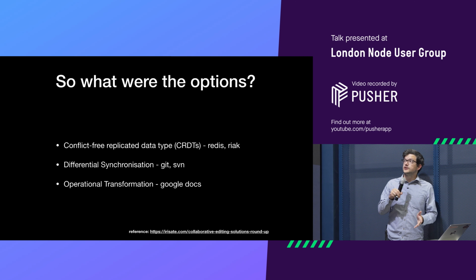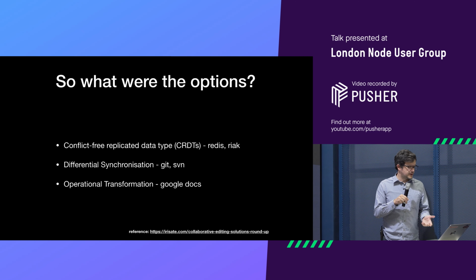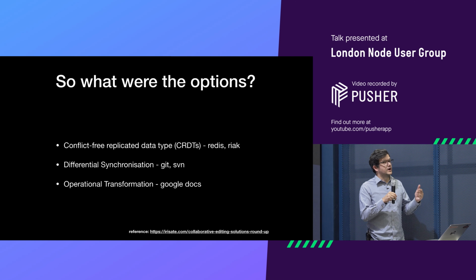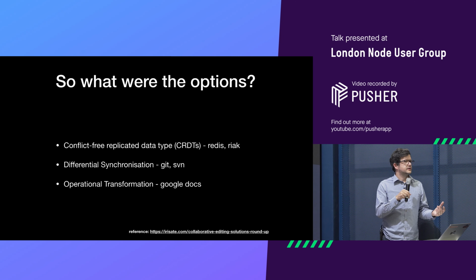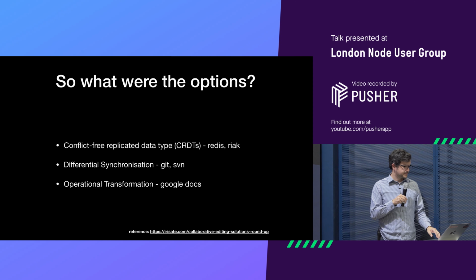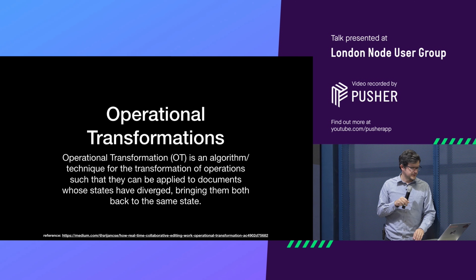So next was differential synchronization, which is what Git and SVN does. And now this is very good at giving a lot of context for changes. It's good, but it requires manual intervention. And ultimately, we didn't want that, and we don't need that level of granularity in the documents we're editing. So finally, operational transformations, which is used for Google Docs. And so let's look into that one in more detail.